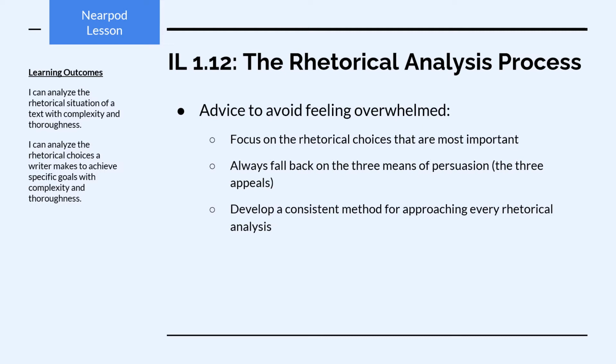For one, focus on the rhetorical choices that are most important. Remember, you're never expected to analyze every single thing in a text. Next, always fall back on the three means of persuasion, those three appeals. This is especially helpful if you're just not able to see rhetorical techniques right away. And lastly, develop a consistent method for approaching every rhetorical analysis. And that's what this lesson is all about, helping you develop that method.